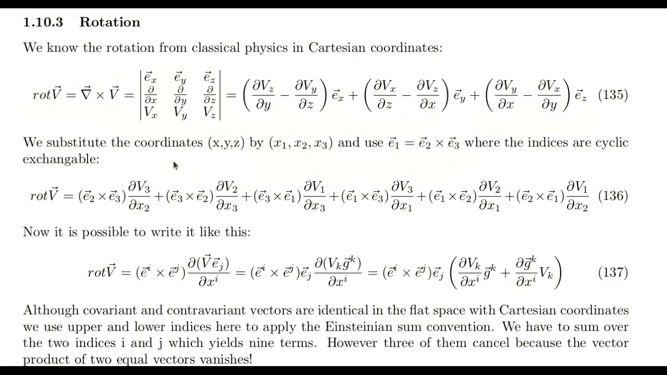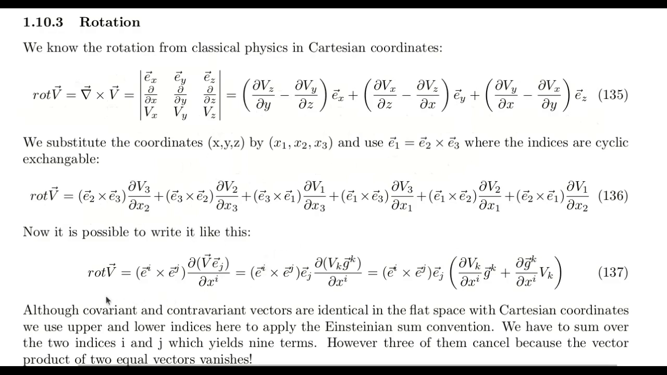And so now we substitute each basis vector here. Ex would be E1, and E1 is the scalar vector product of E2 and E3. And so we do that in all of the 6 terms here. And then we can write, by using counting indices, it's very compact.